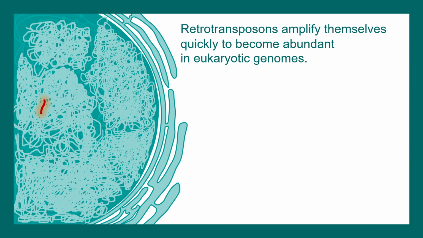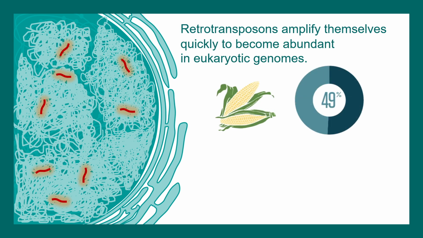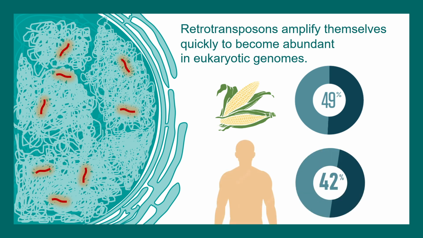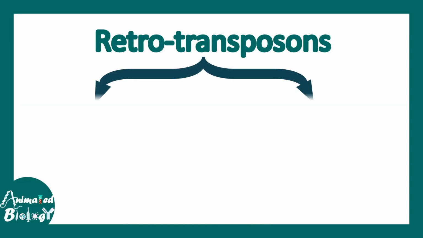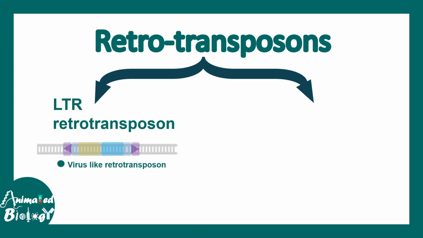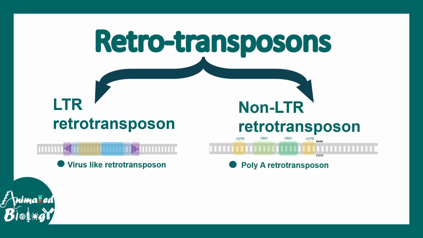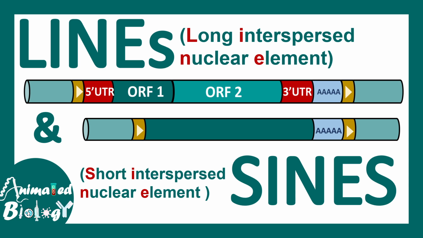Retrotransposons amplify themselves fairly quickly, and that is why they are very abundant in eukaryotic genomes. In fact, 49% of the genome of maize consists of retrotransposons, whereas 42% of the genome has retrotransposons in humans. Retrotransposons are of two major categories. One is LTR retrotransposons, which are very much like a retrovirus. So they are virus-like retrotransposons. And another category that we are going to talk about today is the non-LTR retrotransposons. They are also known as poly-A retrotransposons because they have a poly-A tail, just like any eukaryotic genes.